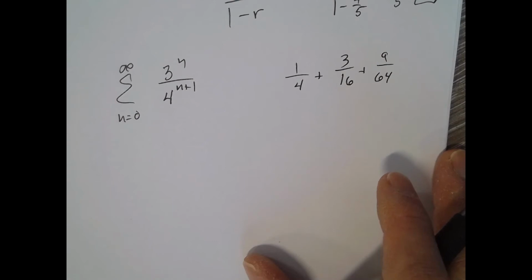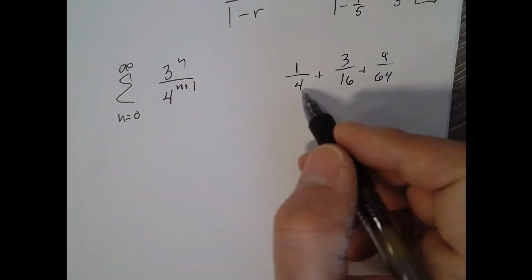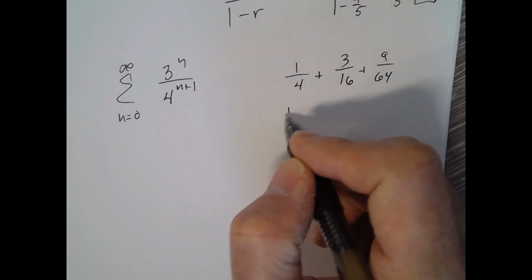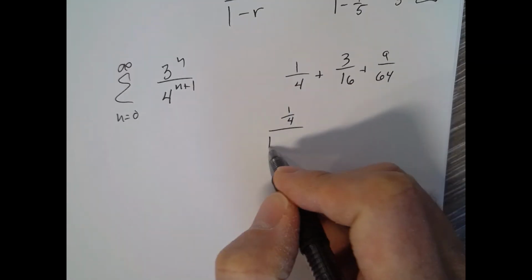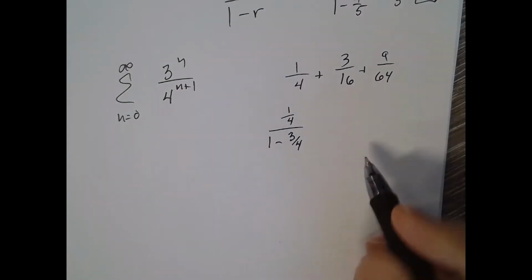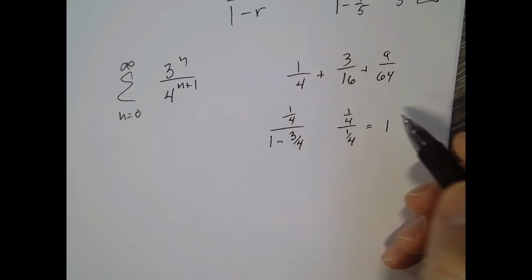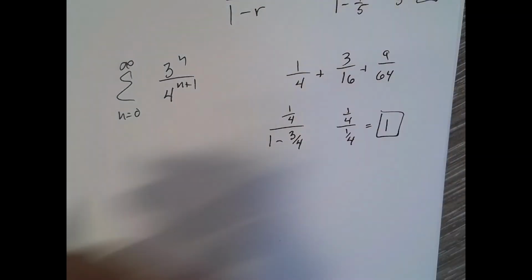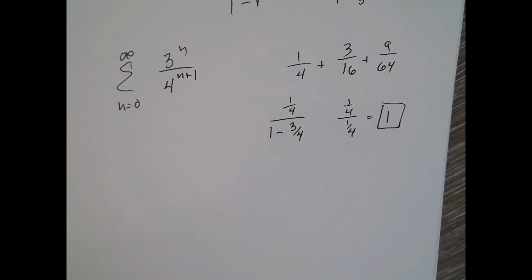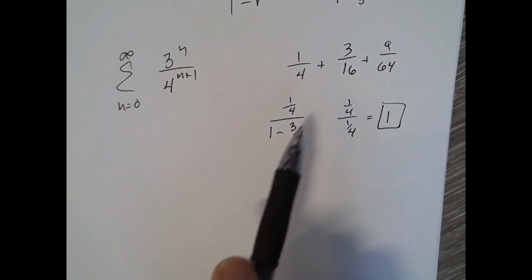So our r is 3/4. So we have enough information just kind of figuring it out that our first term over 1 minus our r, which is 3/4. So I get 1/4 over 1/4, and we add up to be 1. So our answer would be 1. I know that I can do that because it's an infinite series, and r is less than 1. R is going to be 3/4 here.